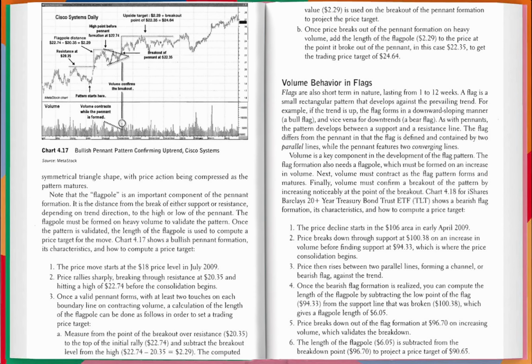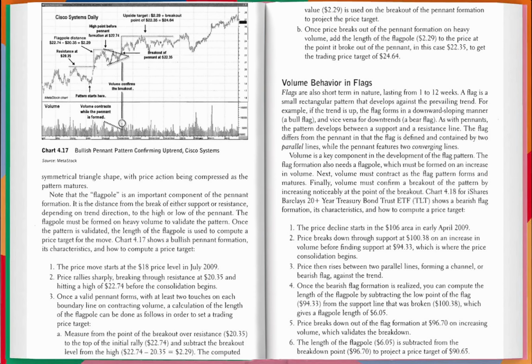Volume is a key component in the development of the flag pattern. The flag formation also needs a flagpole, which must be formed on an increase in volume. Next, volume must contract as the flag pattern forms and matures. Finally, volume must confirm a breakout of the pattern by increasing noticeably at the point of the breakout.